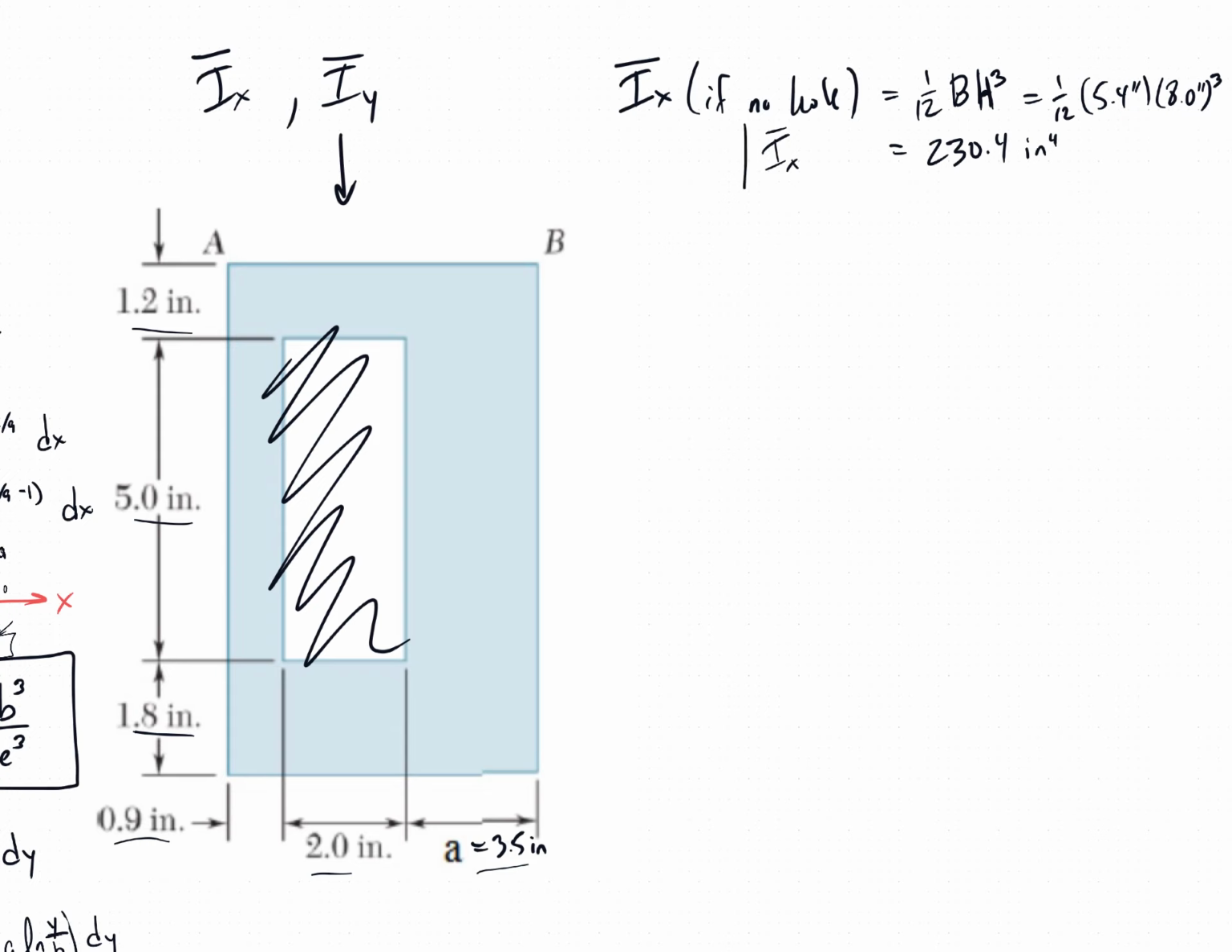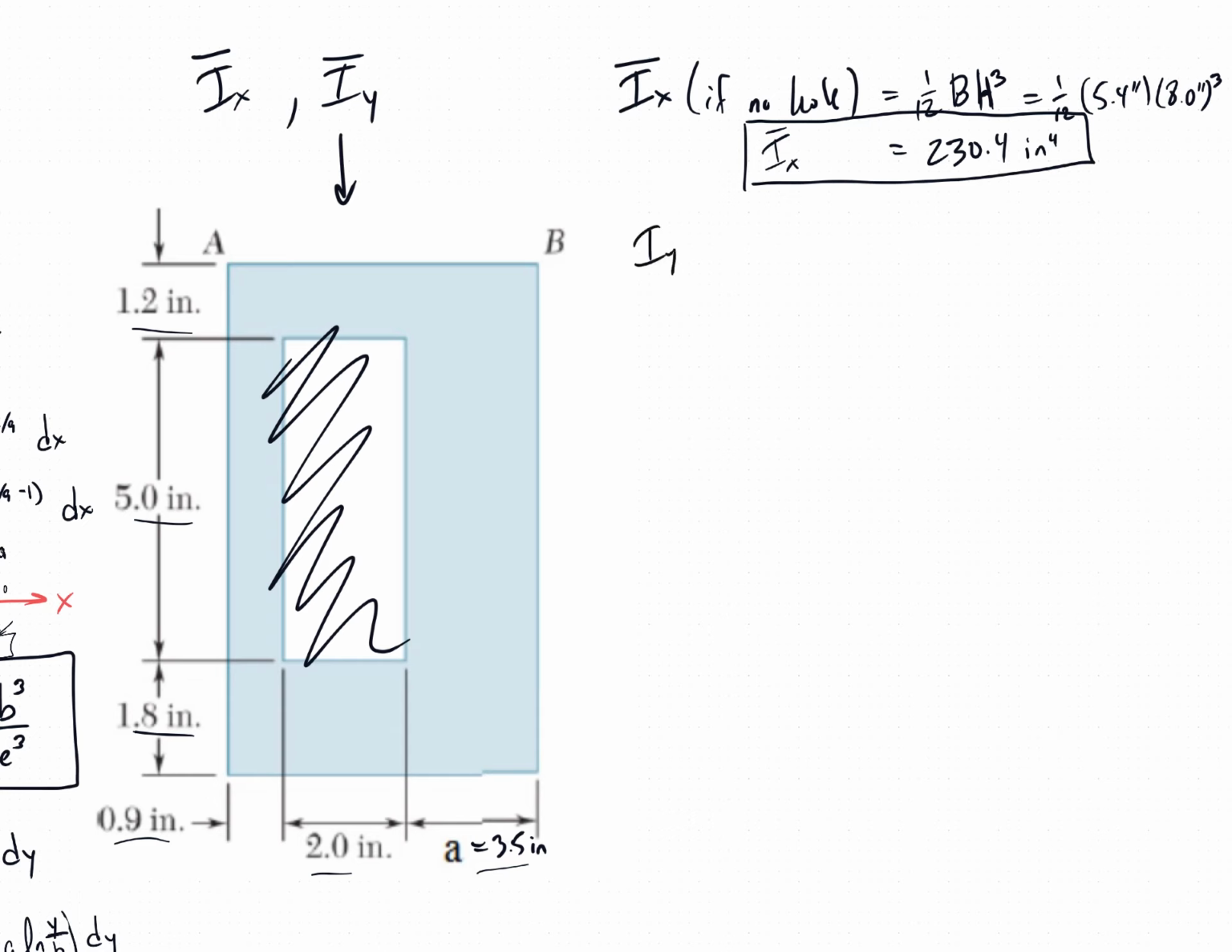All right, so that's a good estimate. With that hole, I should expect this thing to be a little bit easier to bend, so I should expect a smaller number than that. I don't know how much smaller, maybe in the 180s, maybe 200, maybe 150. But certainly if I got a number like 2,000, or a number higher than 230.4, that would be pretty unusual. So just be aware of that.